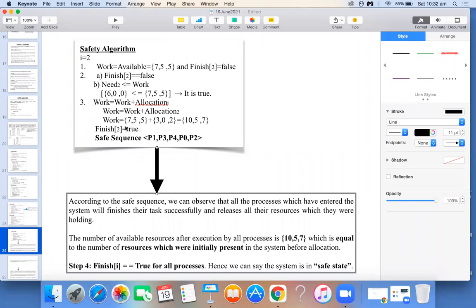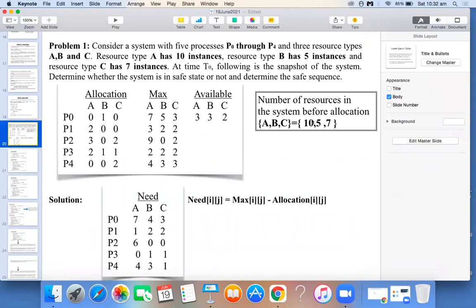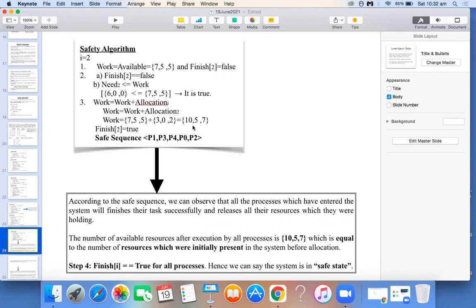What were the initial resources you had in your system before allocation? How much did you have? 10, 5, 7. Correct. Before allocating any resources, how many resources did you have? 10, 5, 7. Now observe this. After completion of execution, how many resources did you have? 10, 5, 7. It should be matching. That's what I have written here.